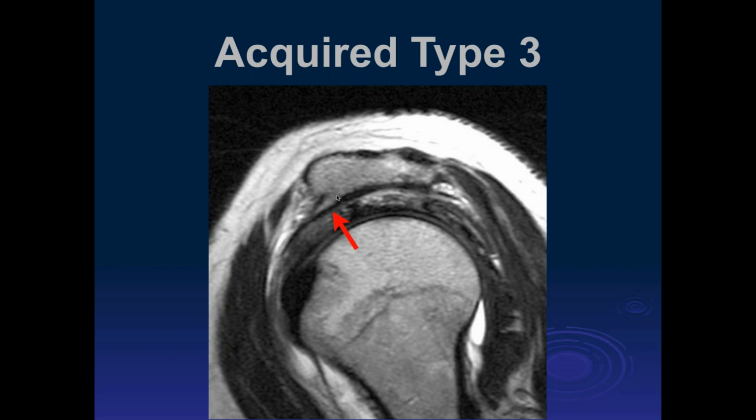That's an acquired type 3. So this would have increased risk for impingement, narrowing the space here, and we can see some abnormal increased signal intensity within the underlying anterior margin of the supraspinatus tendon.